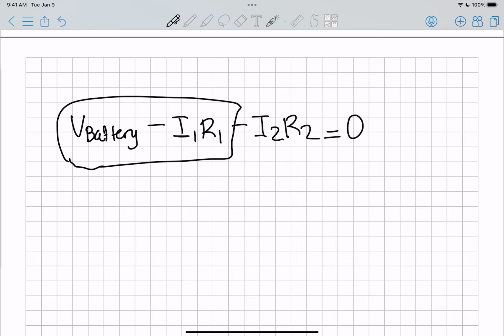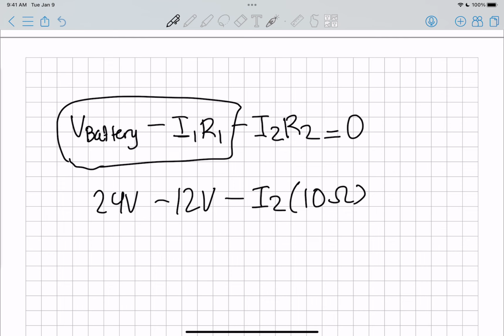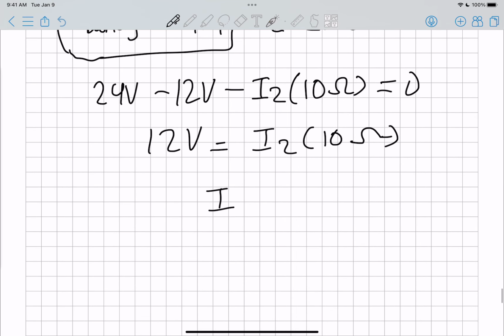V battery minus I1 R1 minus I2 R2 is equal to 0, right? So this is 24 volts minus that 12 volts from R1, and then minus I2 times the resistance of R2, so 10 ohms, and that's equal to 0. So this is 12 volts here, and then it's equal to I2 times 10 ohms, and then you can see that I2 is equal to 1.2 amps, and then boom, you got your answer there for C.